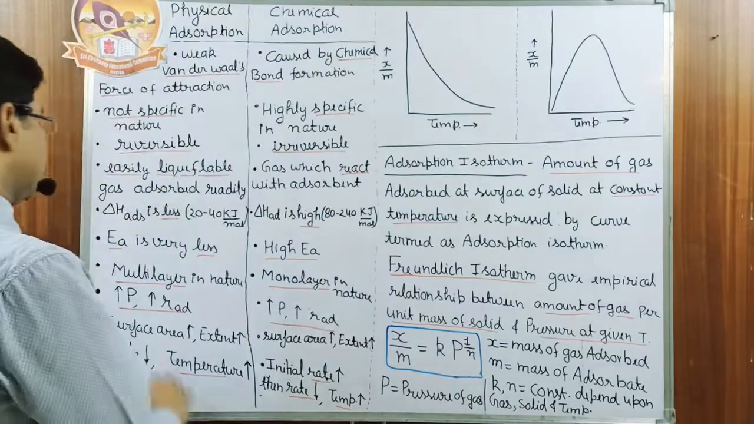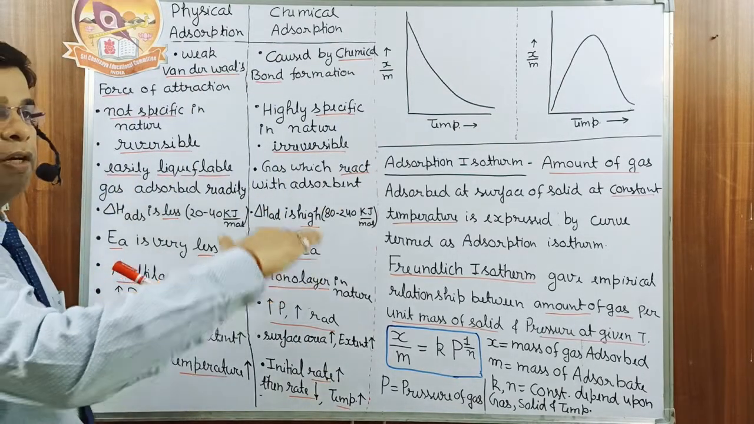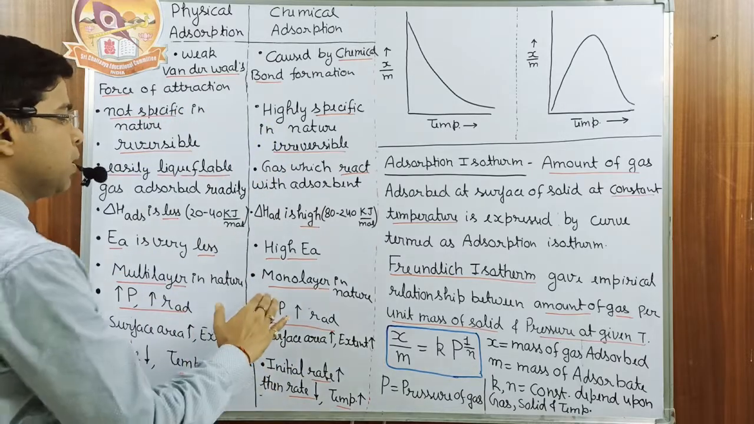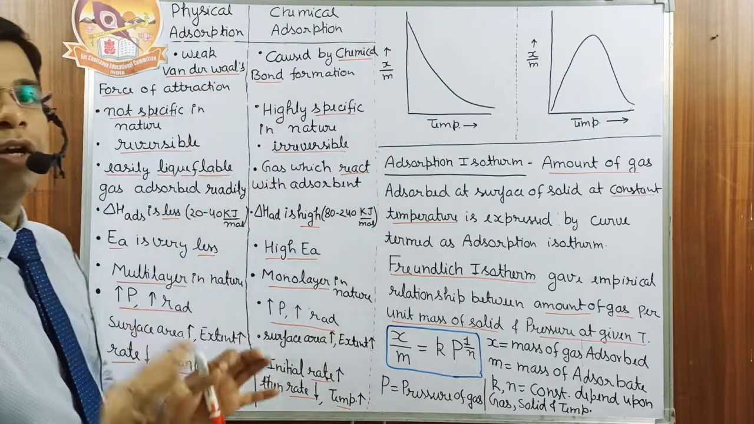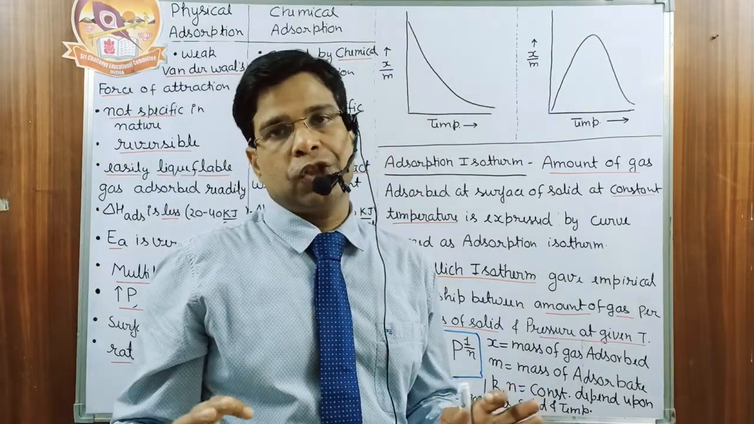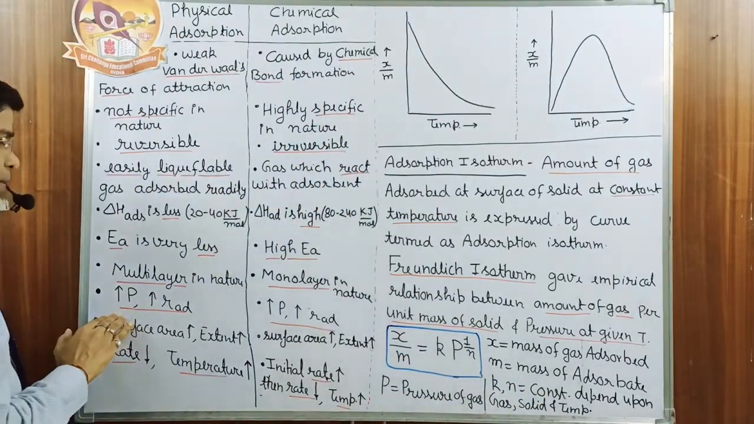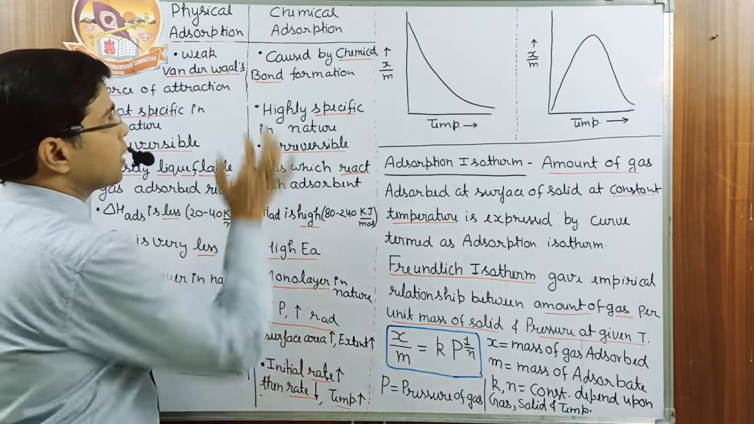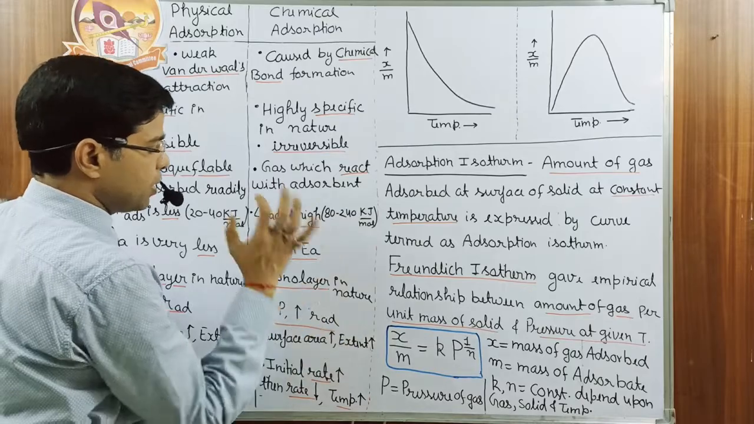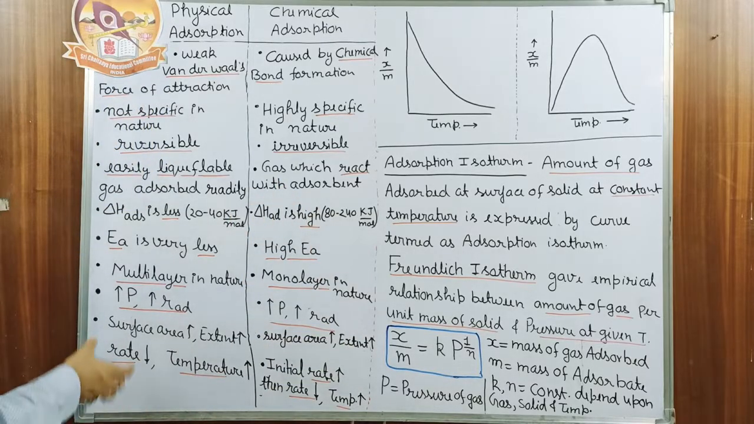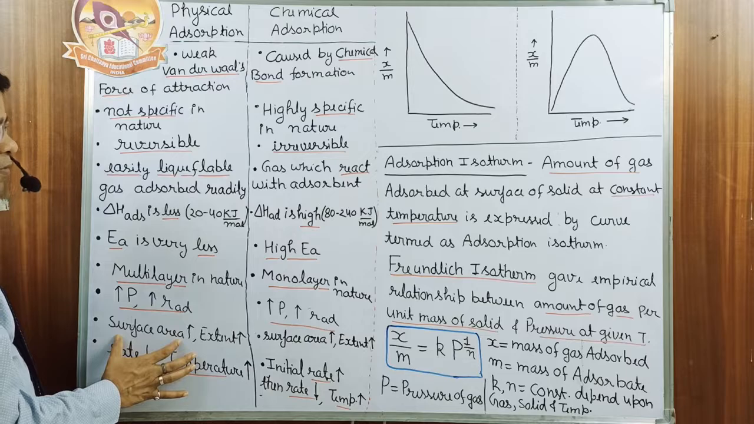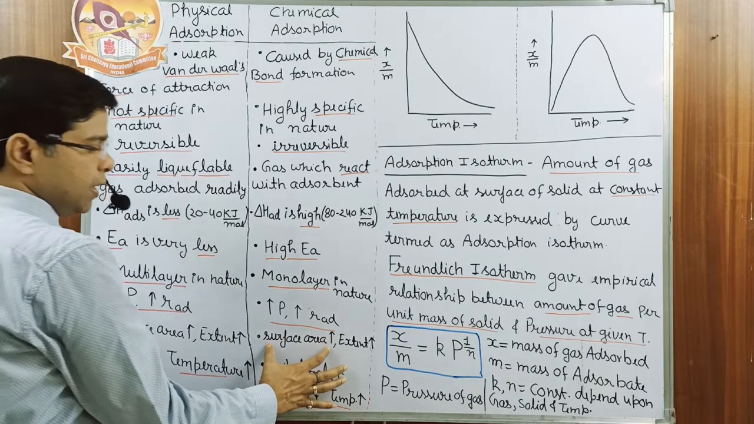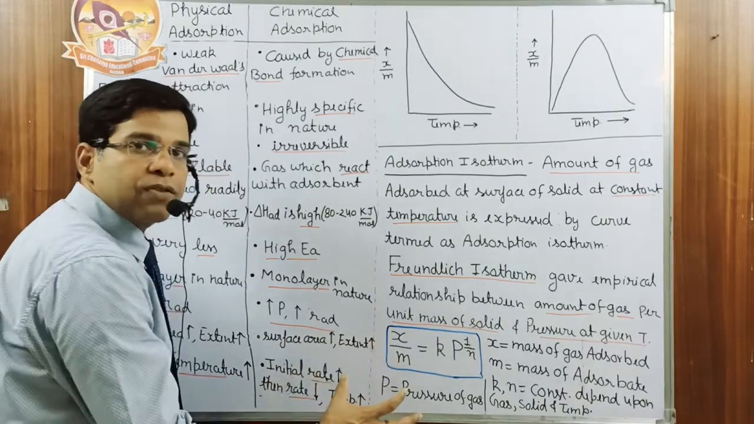Then it is multi-layer. On the first layer, second, third and so on, we have a multi-layer formation. But in the chemical adsorption, it is strictly mono-layer in nature. Next one, higher the pressure, higher is the rate of adsorption. Same thing we have for the chemical adsorption. Higher is the pressure, higher is the rate of adsorption. Then this point is also same. Higher is the surface area, higher is the extent of adsorption. In the chemical also, higher is the surface area, higher is the extent of adsorption.